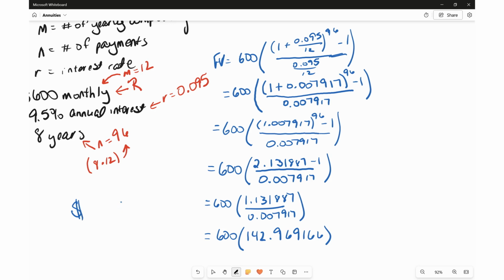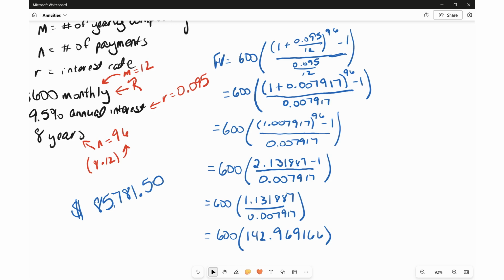And now this is where we will give our final answer in dollars and cents. So this means that at the end of these 8 years, we would have $85,781.50 in that annuity by making $600 monthly payments and earning 9.5% annual interest for 8 years. That's quite a chunk of money. And annuities can be a great way to save for large purchases.